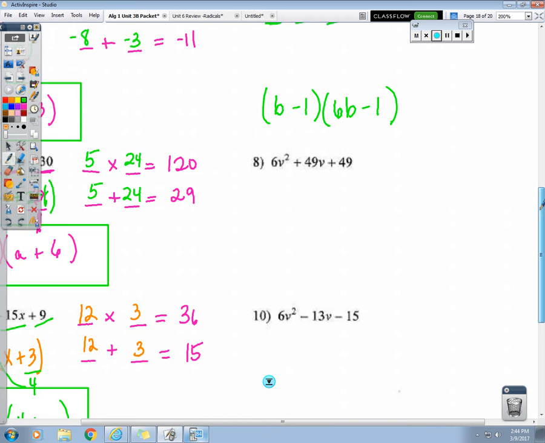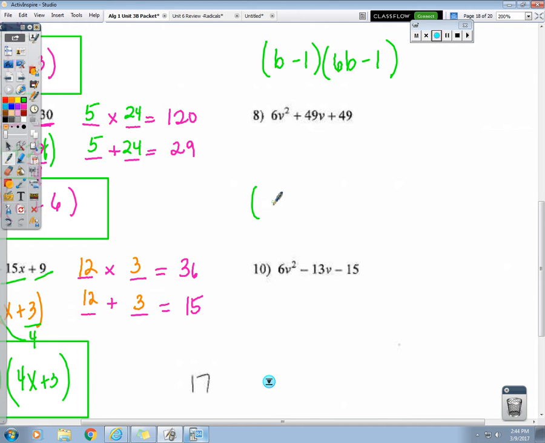Okay, number 8, what did y'all get? 6b times b is 6b squared. 7 times 7 is 49. And then 42b and 7b add up to 49b.